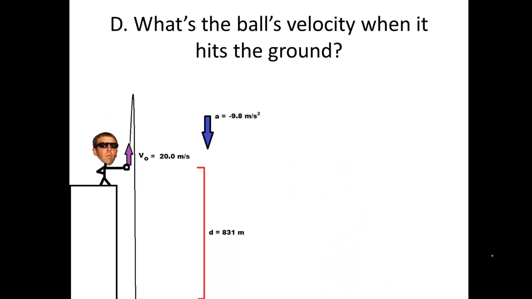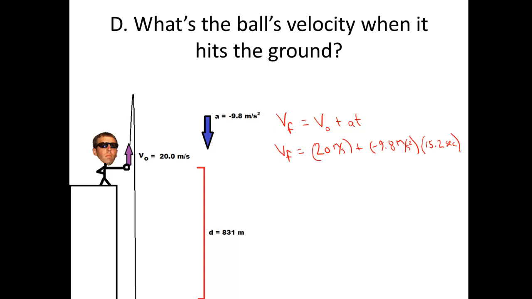So, what's the ball's velocity when it hits the ground? To calculate the ball's velocity when it hits the ground, we should use the time we've determined for the ball to hit the ground and simply plug that value into our equation v equals v naught plus at. Because I know the time it takes for the ball to reach the ground from part C, the only thing I have left to solve for is v sub f, because I know v sub naught, I know the acceleration due to gravity, and I now know the time. So let's plug those values in.